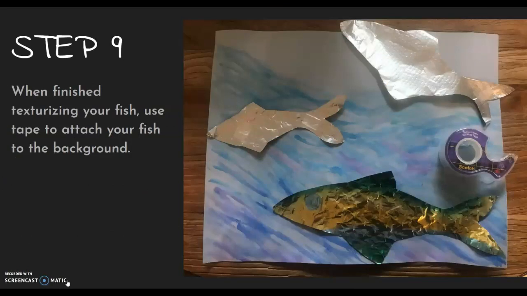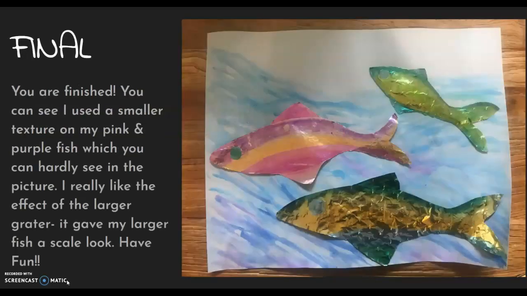As you can see, now my fish have texture on them, and I started to flip them over and use the tape because I felt like the tape was a better way to attach them to my paper than the glue. Plus, it's a lot easier and not as messy. And there you have it. I taped my fish in an interesting way onto my background, and you can see the textures through the foil. I really like my bottom fish. He's my favorite, as that cheese grater gave an interesting scale-like effect to my fish.